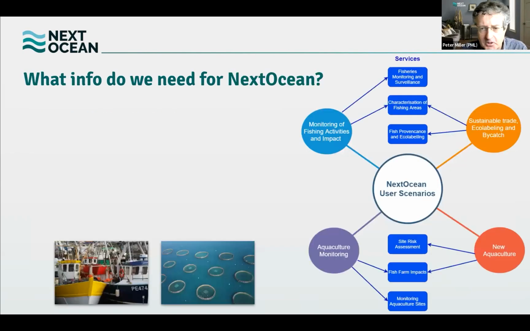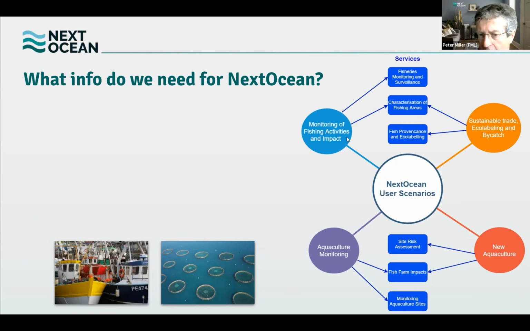So as I said, for NextOcean, we're looking at designing services based on Earth observation data usually from satellites, looking at the ocean and the coast. And this is based on these 4 areas where we believe there's a need and a justification for developing new services. And one is on monitoring aquaculture that's happening, for instance, these caged fish farms. Another one is where it's planning new aquaculture farms.